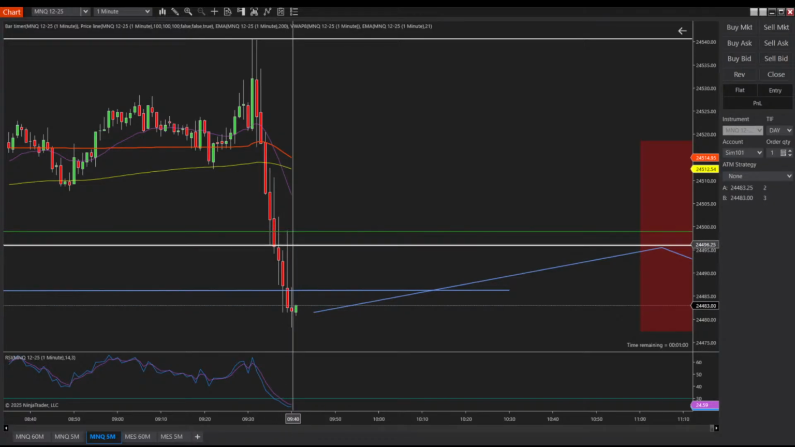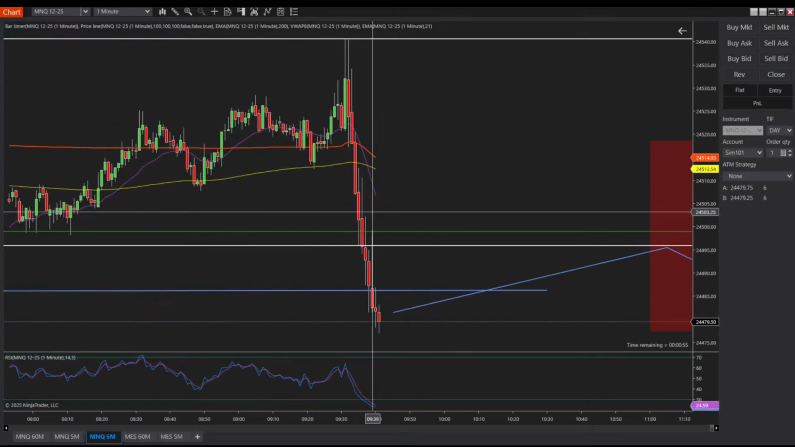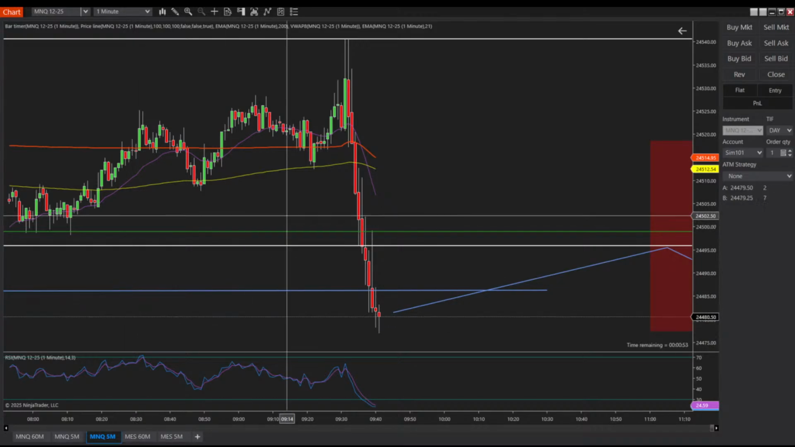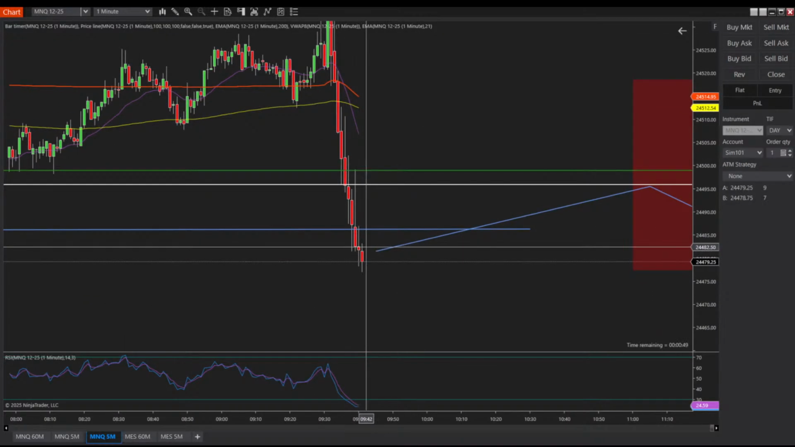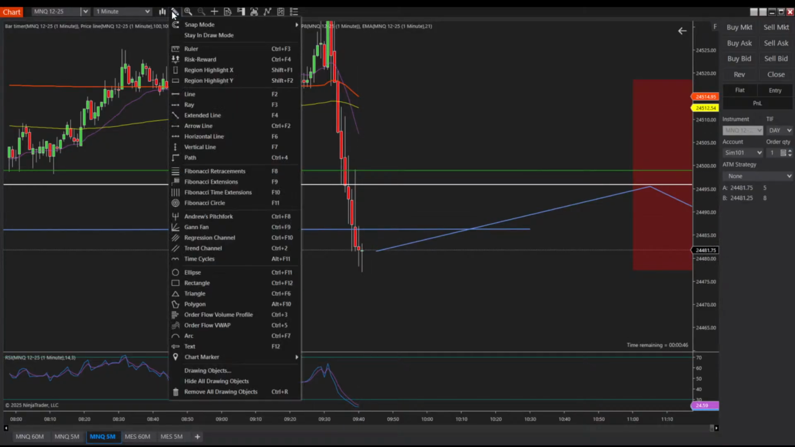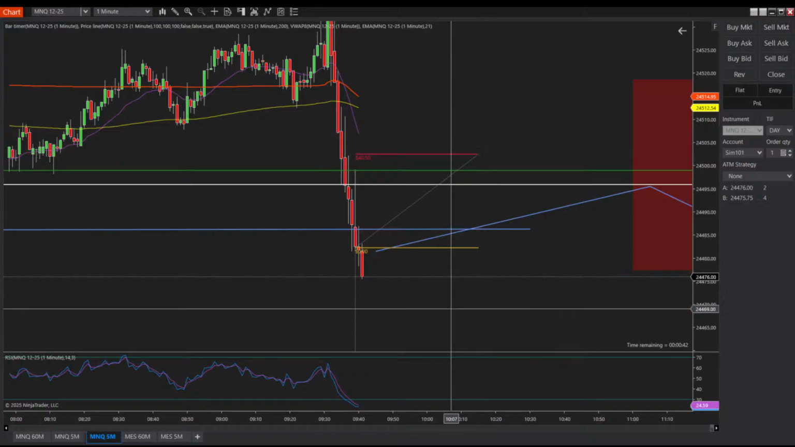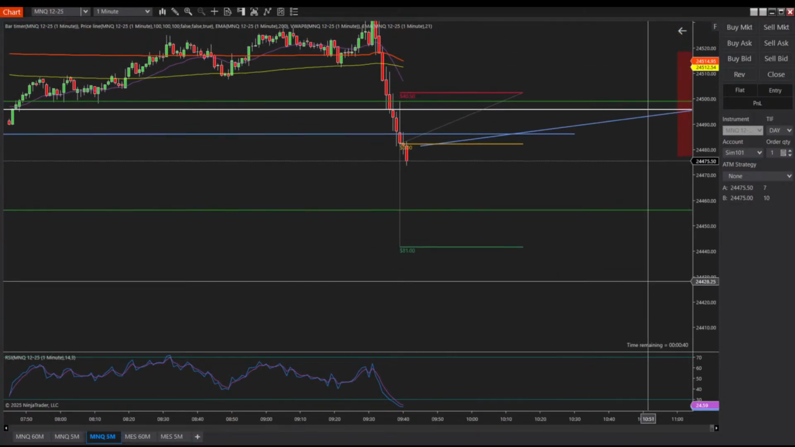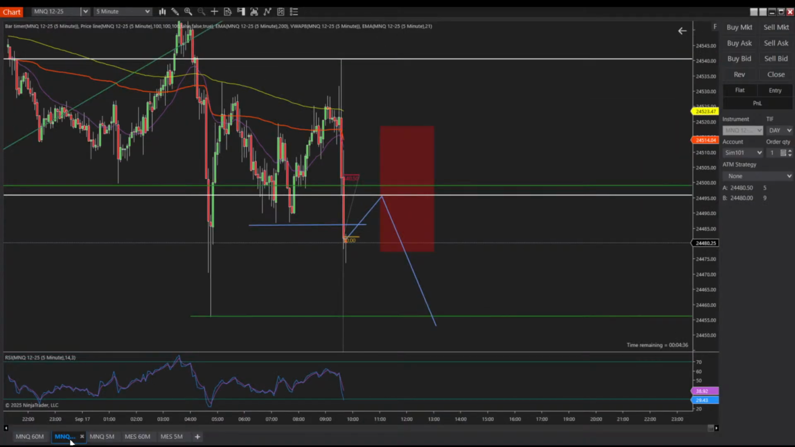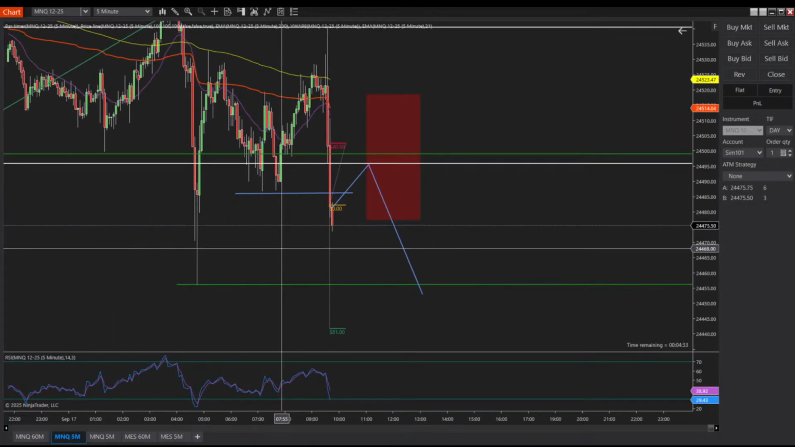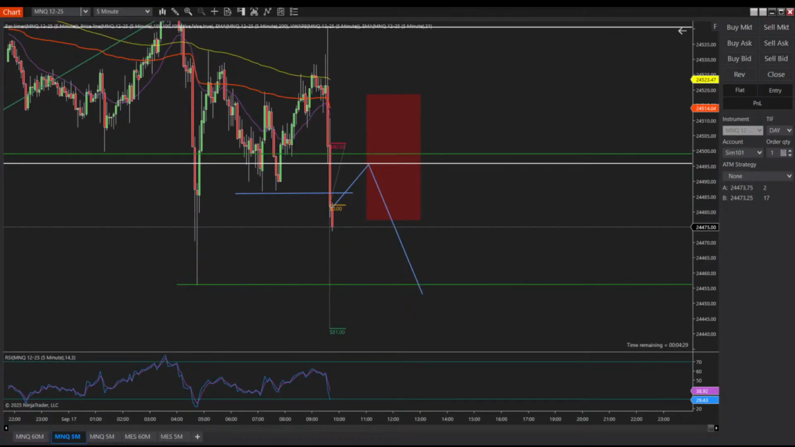We got a retest up of this support that we broke. Right? So that's our sign to go short. That's our sign to go short right there. Something like this, 1 or 2 risk reward. It should be coming down, and everything's looking good.